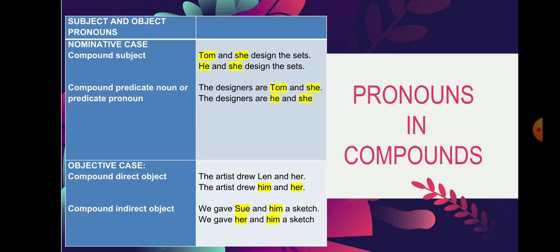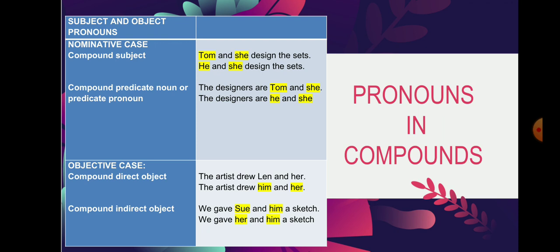Okay. Let's go to objective case. Compound direct object. The artist drew Len and her. Okay. We're using it as a direct object. Drew what? Len and her are the direct objects. Remember that you can have more than one direct object in a sentence. The artist drew him and her, and we're using them as direct objects.